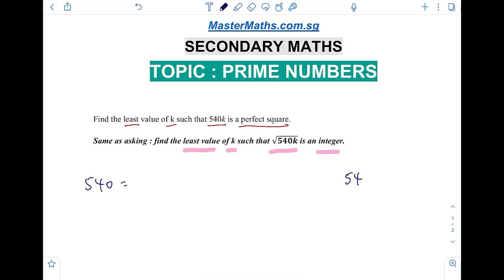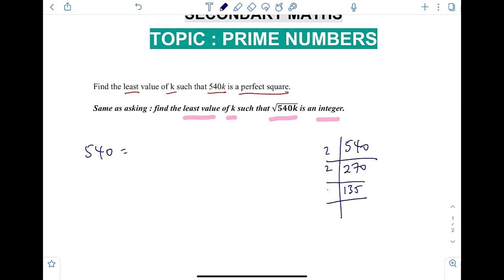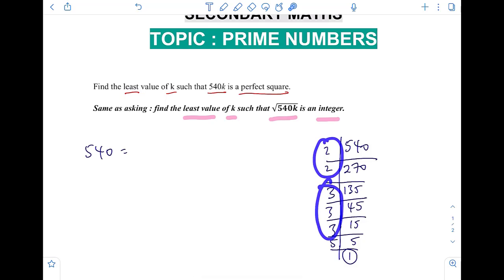So to do that, we employ the ladder method. We divide by 2 first. You get 270. You can further divide by 2. You get 135. And then 135 you can actually divide by 3. 45. Further divide by 3, you get 15. Further divide by 3, you get 5. Last, divide by 5, you get 1. You stop here. So 540 is 2 squared times 3 cubed times 5.